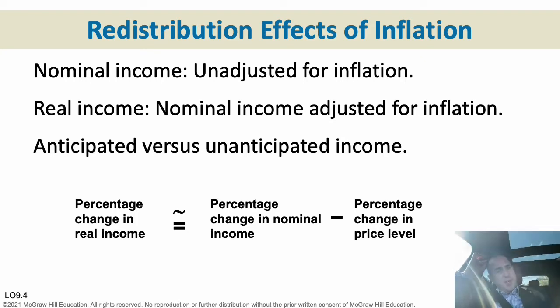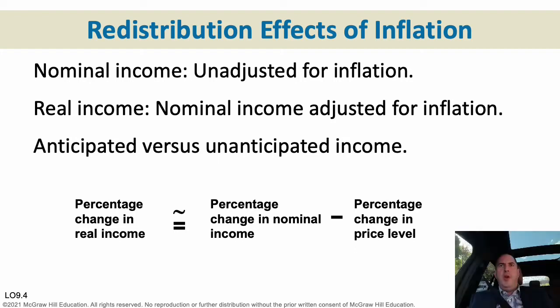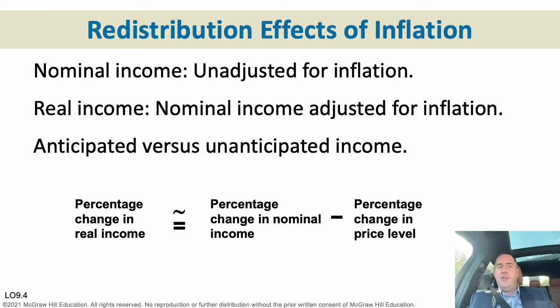Redistribution effects of inflation. Nominal income is unadjusted. Real income is your income adjusted for inflation. So if you worked a job and you got paid $100,000 a year, and that year inflation was 5%, and you only got a 2% wage increase, your real income is now lower, or marginally lower, I should say, because you've lost real spending power. Prices increased by 5, and you only got an increase of 2.